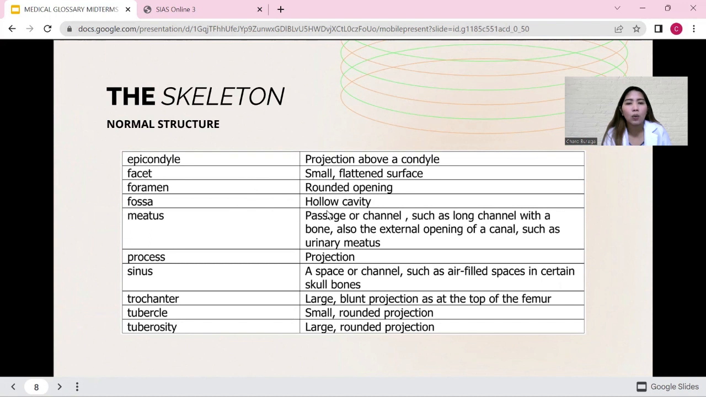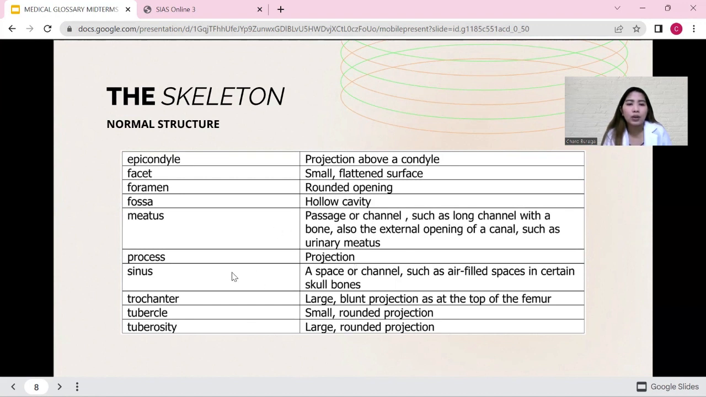The fossa is the hollow cavity. Usually fossa, nakikita mo siya, buto din siya ng brain. Marami siyang fossa dyan. Meatus, this is the passage or channel, such as long channel with a bone, also the external opening of a canal, such as urinary meatus. Yes, makikita mo yan. Kung saan nakalagay yung reproductive, nandun siya, ang meatus.